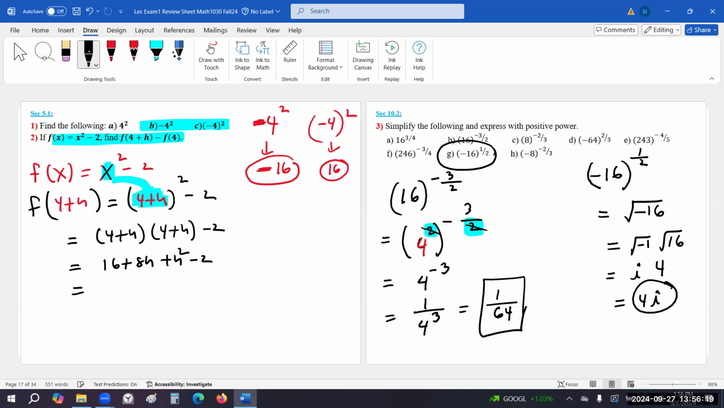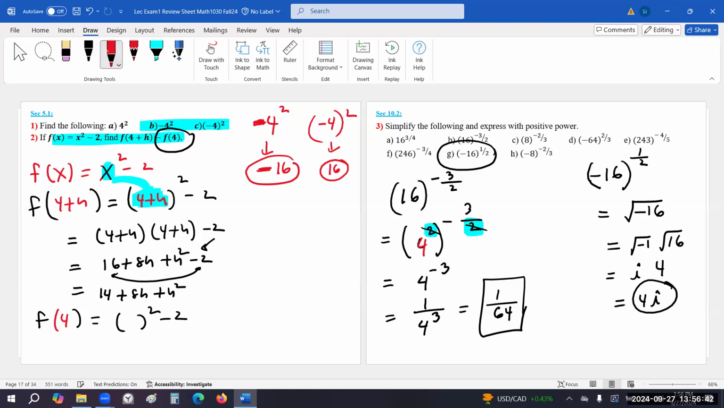Do we have any like terms to combine? So we get 14 plus 8h plus h squared. And next, they want us to find f of 4. So we keep our structure the same, something squared minus 2, and that something turns into 4. What is 4 squared? 16. And 16 minus 2 is 14.